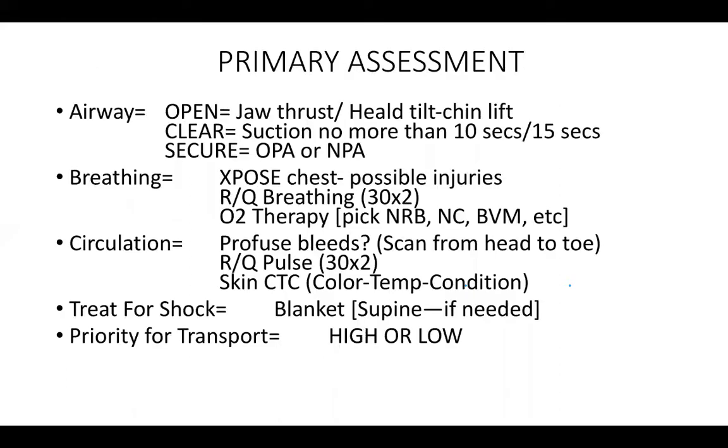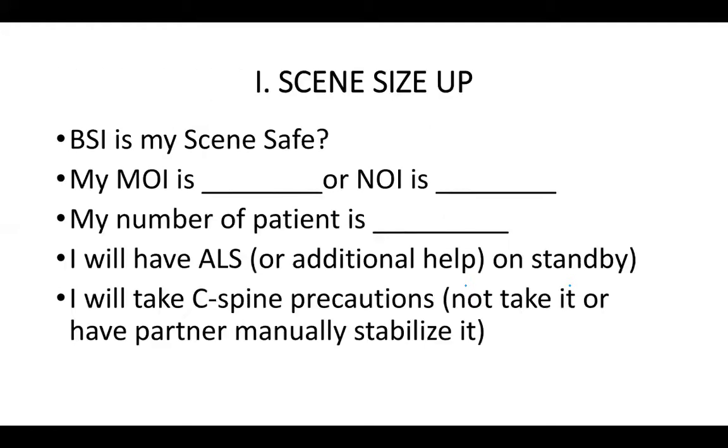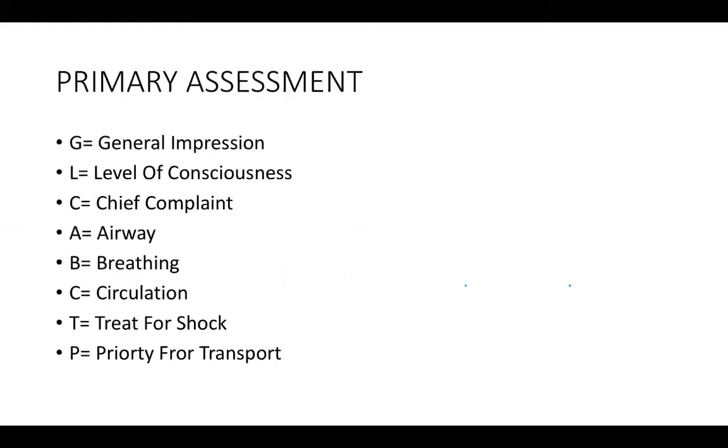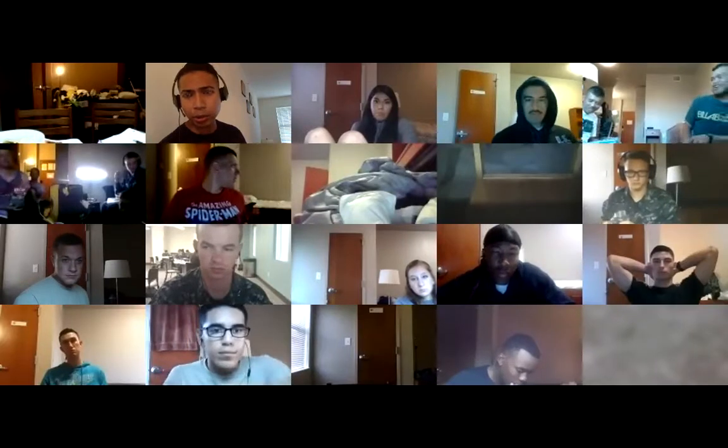Okay, so that is your primary assessment. Let me just go back to that again. GLC, ABCPP: general impression, level of consciousness, chief complaint, apparent life threats, airway, breathing, circulation, treat for shock, and priority for transport. I'm going to stop the share, and I'm going to go ahead and entertain questions right now.